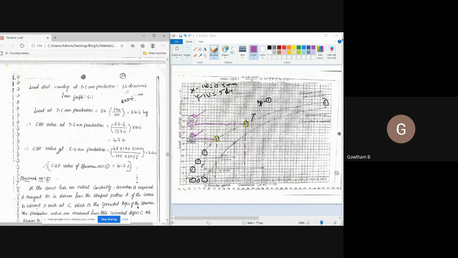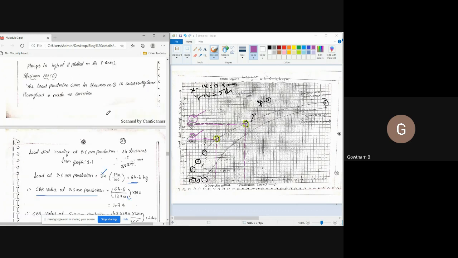I just calculated here. CBR value at 2.5 mm penetration is equal to 64.6 divided by standard load, which is 1370. You may have a doubt about how we got this 64.6. At 2.5 mm penetration, the total number of divisions is 34, as we obtained here.